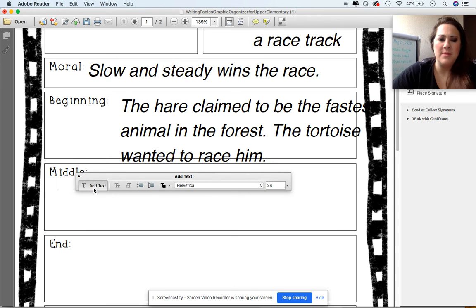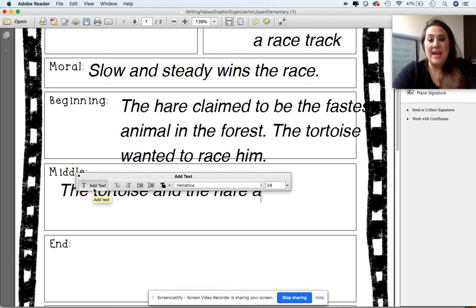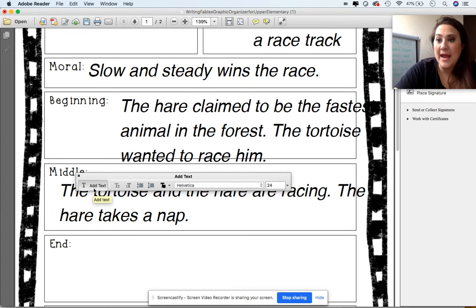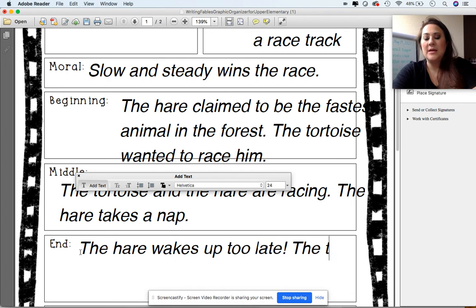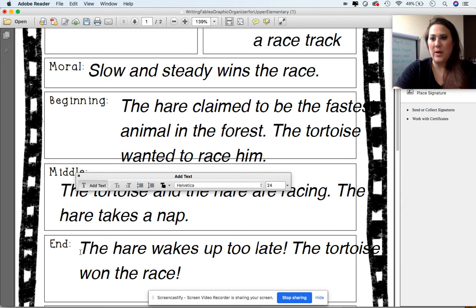So then I might go to the middle and say the tortoise and the hare are racing. The hare takes a nap. The end. The hare oversleeps. The hare wakes up too late. The tortoise won the race. Okay, so this is a pretty good summary of the whole fable that we read without writing the whole story in these little bitty blocks.